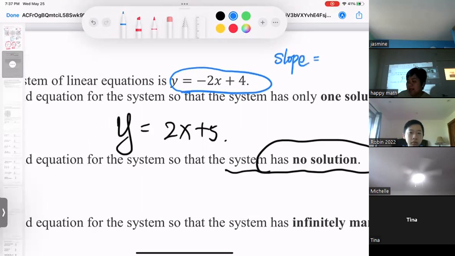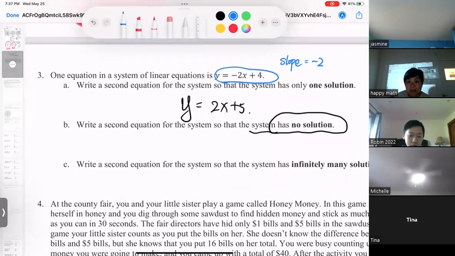That's a zero number. And that's -2. So in here, you make the slope exactly the same. That will be y equals -2x, and the constant number has to be different. You can write any number, 6, except 4. Okay, except 4, right?